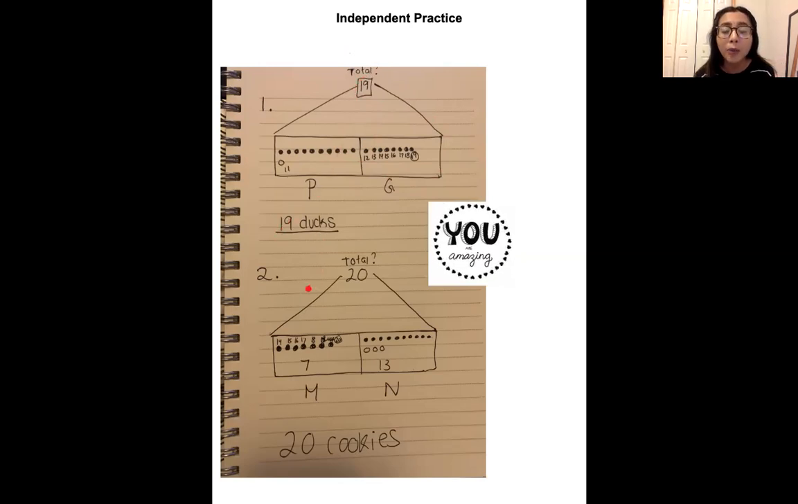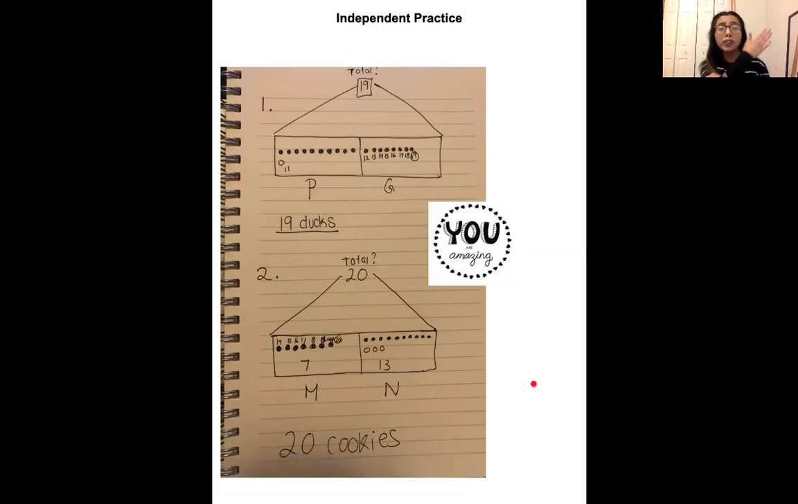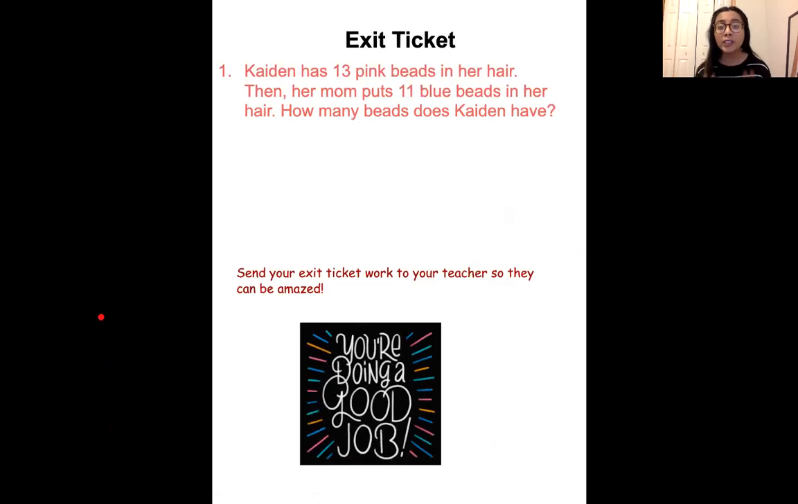For the second problem with Flora's cookies, she had 7 cookies in the morning and 13 cookies at night. So notice that I drew 7 and then 13. And I added those all together with a counting on strategy and I got 20 cookies. So give yourself a pat on the back if you also got the same work and the same answer that I did. All right, you're now going to do one by yourself.